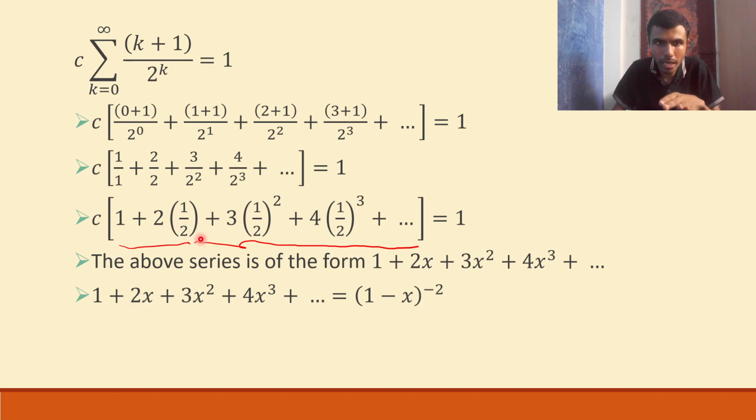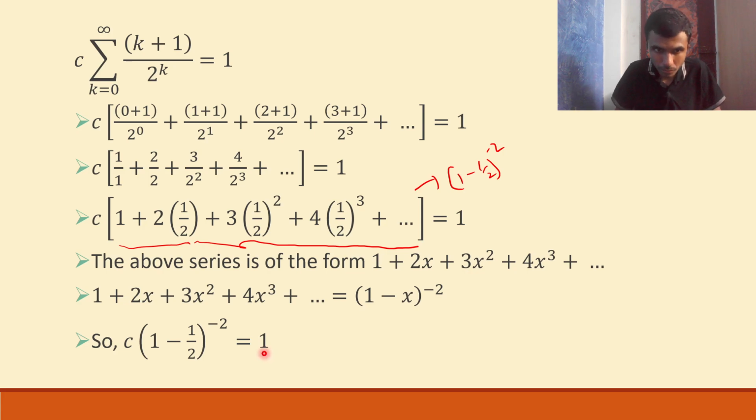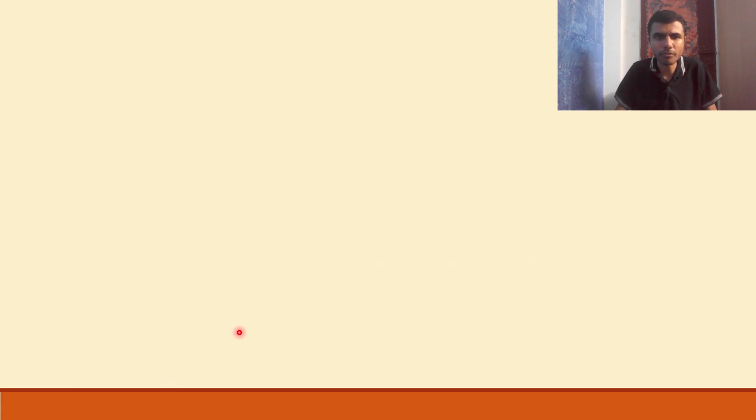In place of x, what do I have here? 1 by 2. So this entire bracket is going to become 1 minus 1 by 2 whole power minus 2. Hope it makes sense. Why? Because this series is nothing but 1 minus x whole power minus 2. These two are exactly matching. So if you put x as 1 by 2, you will get 1 minus 1 by 2 whole power minus 2. So I get c into 1 minus 1 by 2 whole power minus 2 is 1. 1 minus 1 by 2 is half, so half power minus 2.